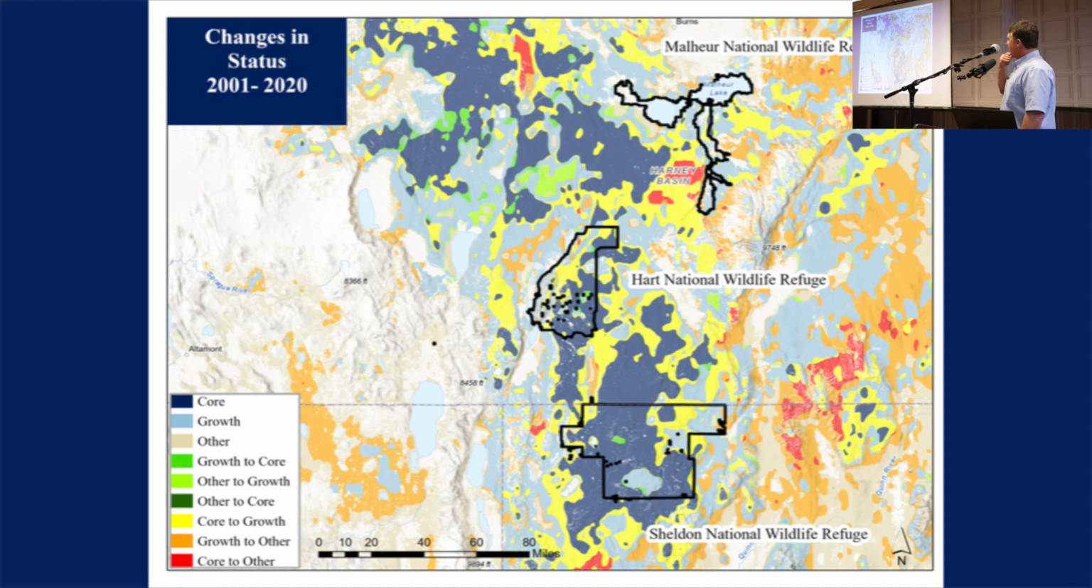So this is a change in status map. The warm colors are showing areas that have degraded through time. A little bit of green there is areas where conditions have improved over time. And then the dark blue, light blue, and tan are those core, growth, and other areas that just have not changed. And this is going from the first time step of the SCD to the last time step.